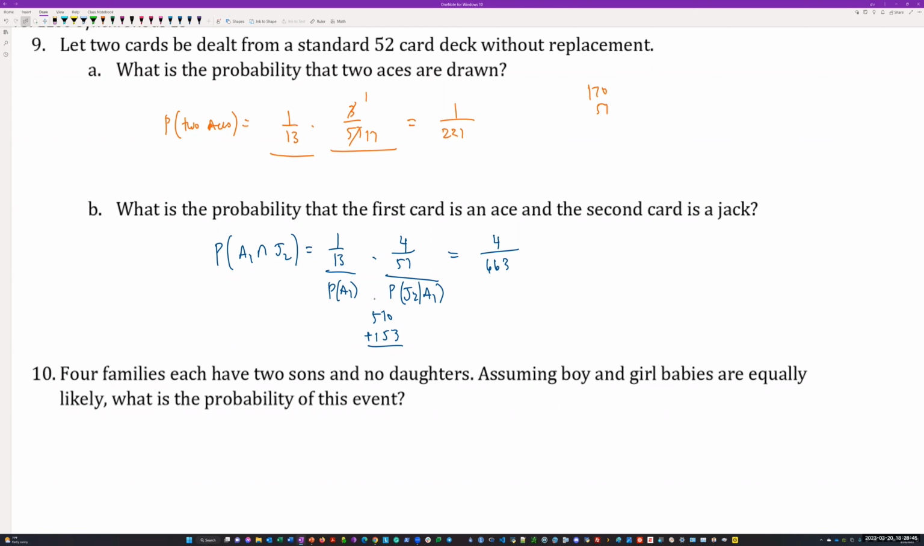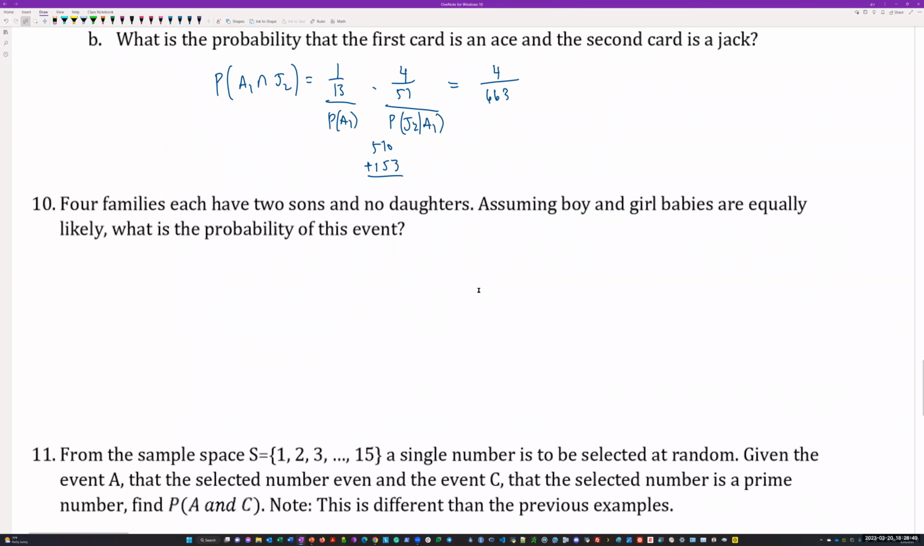Does that make sense? 4 families each have 2 sons and no daughters. Assuming boy and girl babies are equally likely, what's the probability of this event? 4 families each have 2 sons and no daughters. Okay.